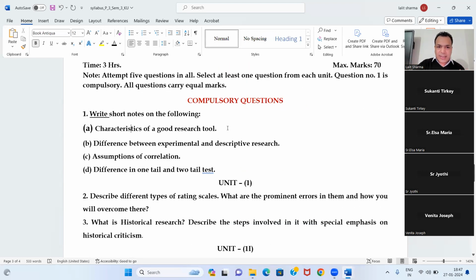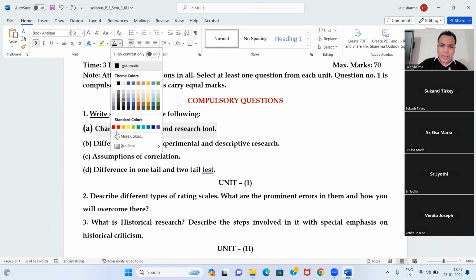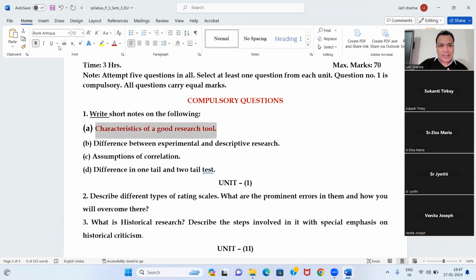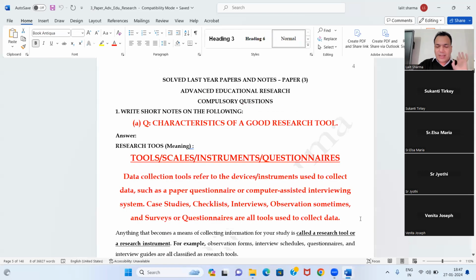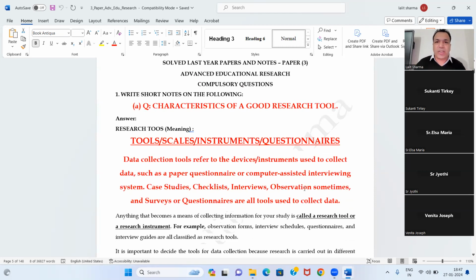The first question is characteristics of a good research tool. Whatever I finish, I am going to color it and underline it. Characteristics of a good research tool. Now I am switching to the next file where your answer is given. This is the next PDF file I have already shared with you. Characteristics of a good research tool.